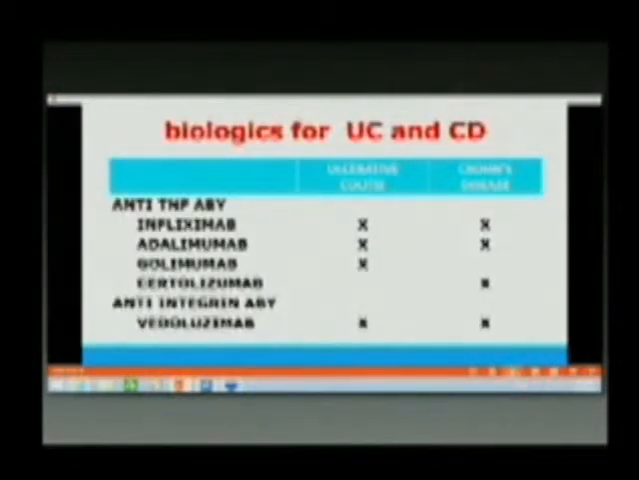Okay, so biologics for UC, as mentioned earlier, you have the anti-TNF antibodies: infliximab, adalimumab, and golimumab, which we use in ulcerative colitis. In patients with Crohn's disease, for your anti-TNF agents, we have infliximab, adalimumab, and certolizumab. Vedolizumab, in your GEMINI studies, has been shown to be effective for both ulcerative colitis and Crohn's disease.